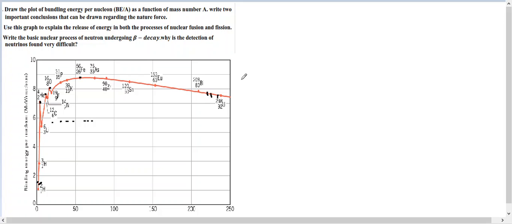Now let's talk about the third part. Write the basic nuclear process of neutron undergoing beta decay. Why is the detection of neutrinos found very difficult? So let's write down our process first. So neutron is undergoing a beta decay. So in that process, we have a P and then we have a beta particle and then we have a neutrino.